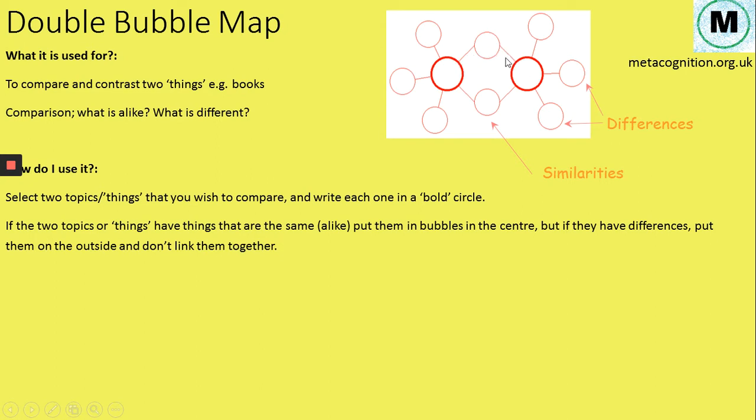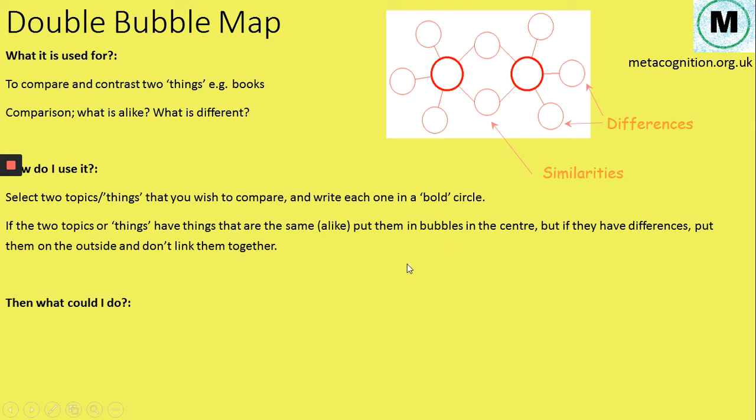So if they're the same for both different things, so if it's a character that's in both books, then you put them in the middle. These are the similarities. And if they're not the same, then you put them around the outside. So these things are different, and these three things are different. So if I had to conclude, I'd say these things are the same, and these things are different.